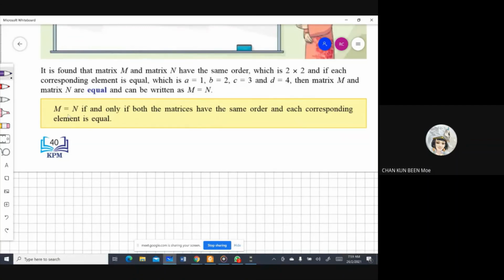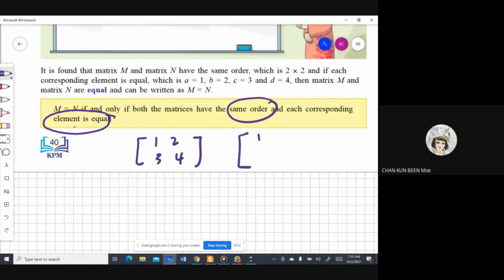and can be written as M equal to N. Note that M equal to N if and only if both the matrices have the same order, remember they must have the same order, and each corresponding element is equal. Each of it. If one of the elements is not the same, then they are not equal. For example, I have 1, 2, 3, 4, and then I ask you, is it 1, 2, 4, 3? Are they the same? Because one of the elements is not the same already, therefore this is not equal. But their order is the same. Both have order 2 by 2.